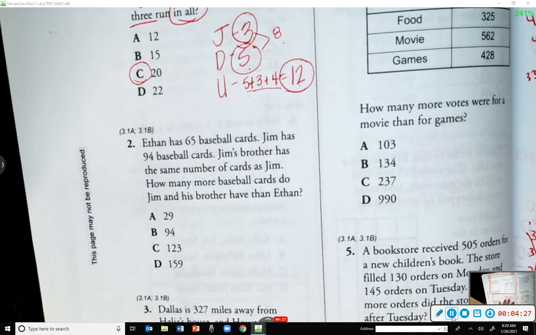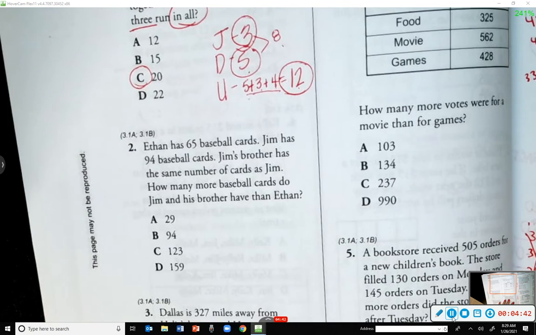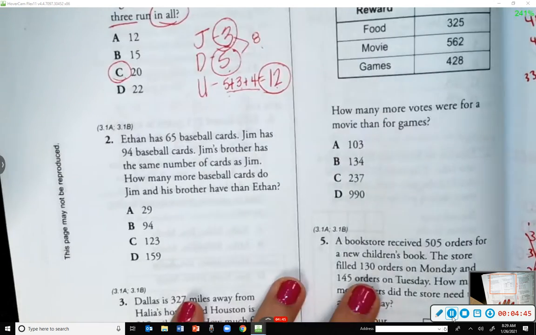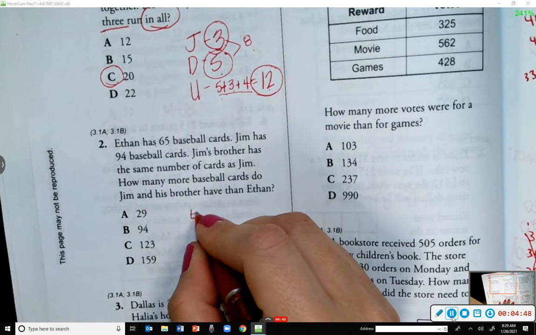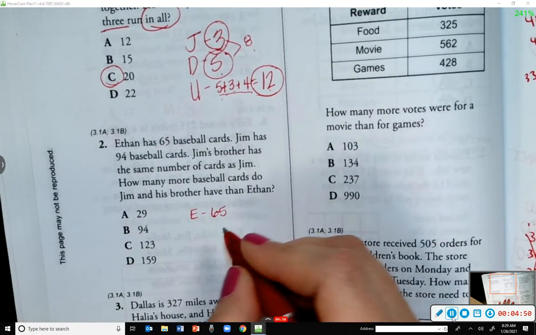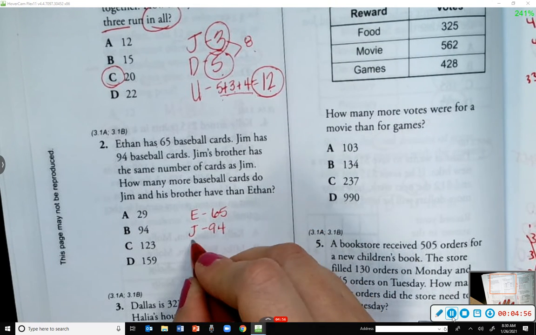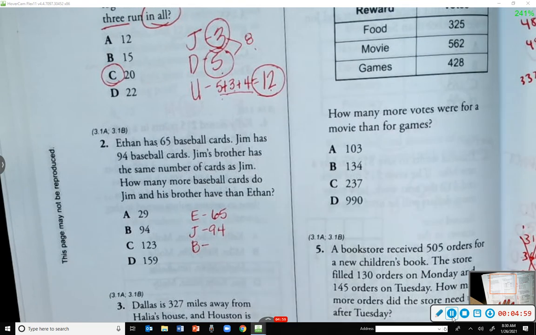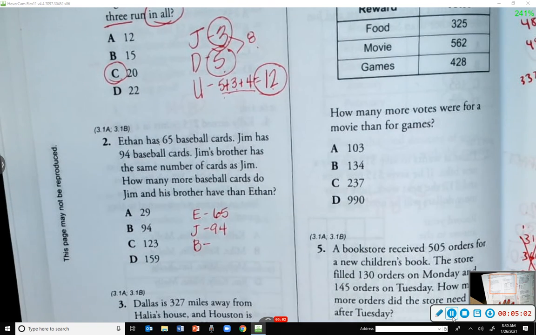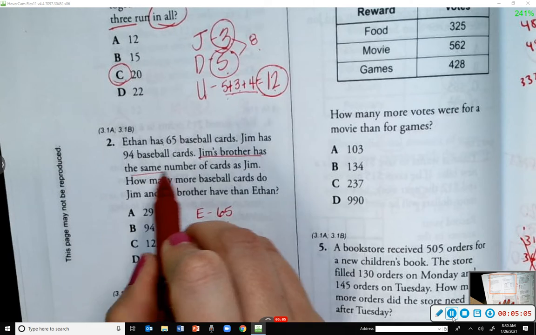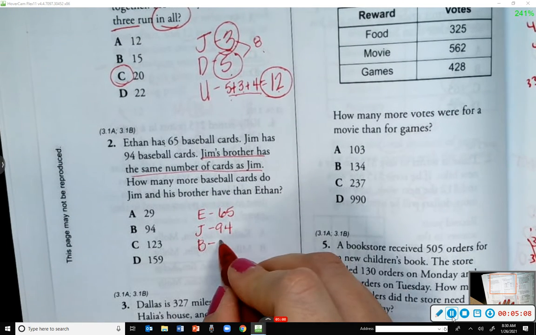Okay, if I just read that through one time, that's going to be kind of confusing, right? There's a lot of names, a lot of numbers. So what do you think I need to do? Write them down. I probably need to make another organized list, right? Write them down and go back and read again. Okay? So Ethan has 65. Jim has 94. And Jim's brother has what? Good. He has 94 too because it says Jim's brother has the same number of cards as Jim. So the brother also has 94.